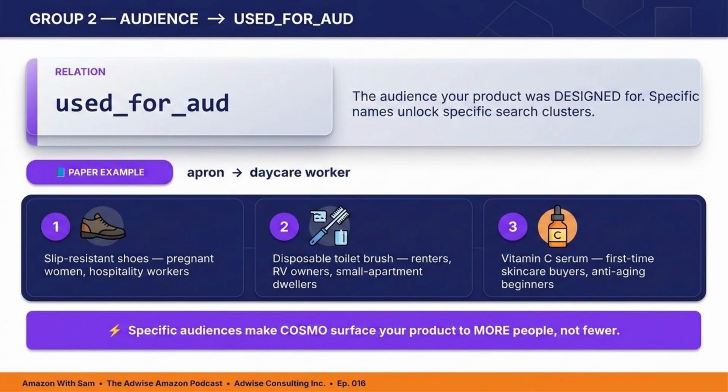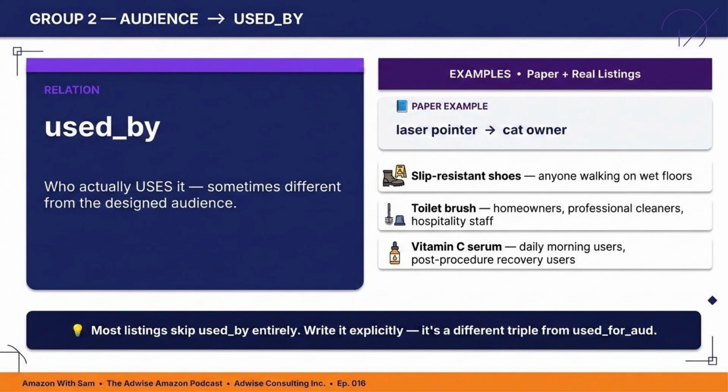Most sellers write "great for everyone" because they're scared of narrowing the audience. That's exactly wrong. Calling out a specific audience makes Cosmo surface your product to more people, not fewer. Used by: who actually uses the product day to day.